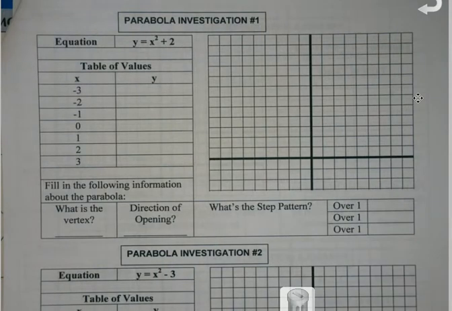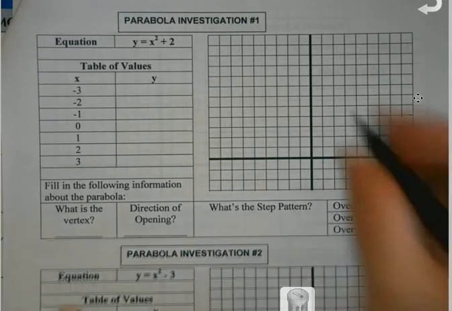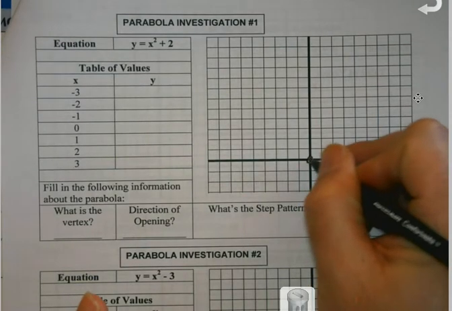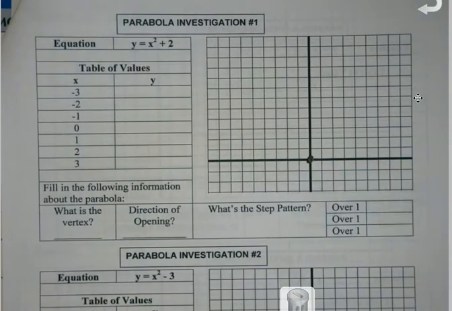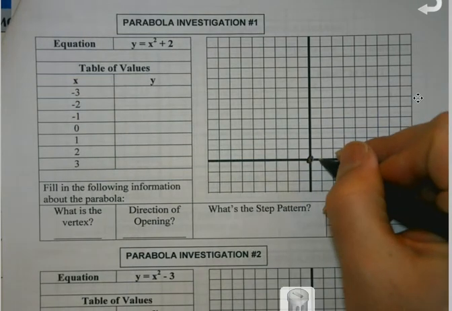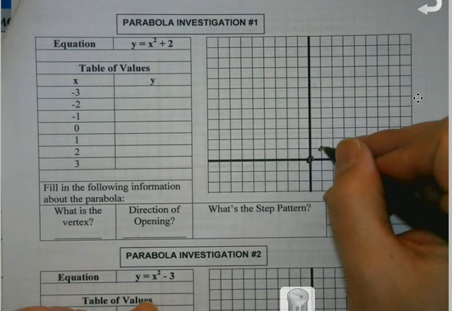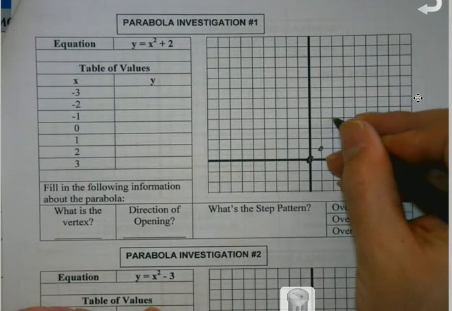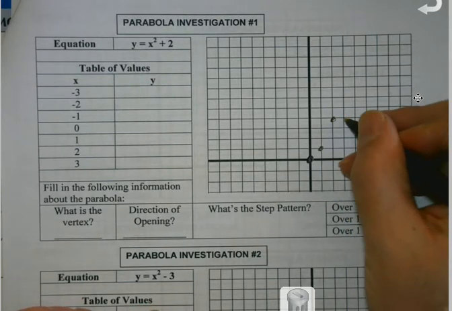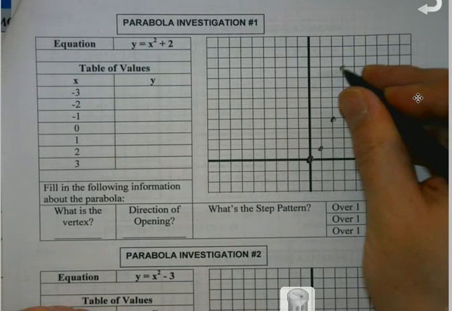Okay, so x squared plus 2. Now, I'm going to try and draw this without plugging it into the calculator. I want to try something here. I know I always start at 0, 0. Now for my base graph, I go over 1 and up 1. And again, I'm just going to put the dots for this first one. Over 1 and up 3. Over 1, up 5. I get my base dots.